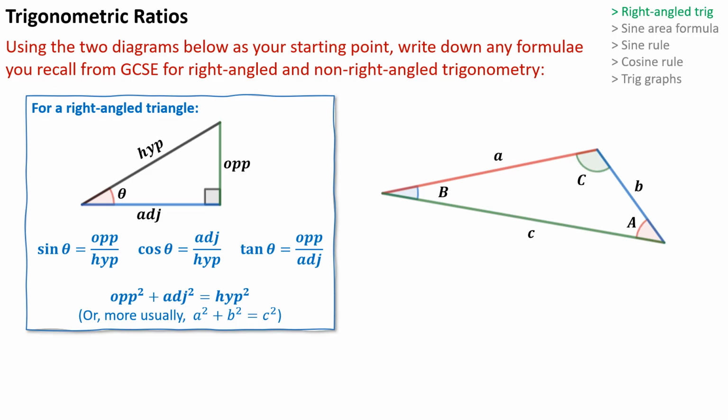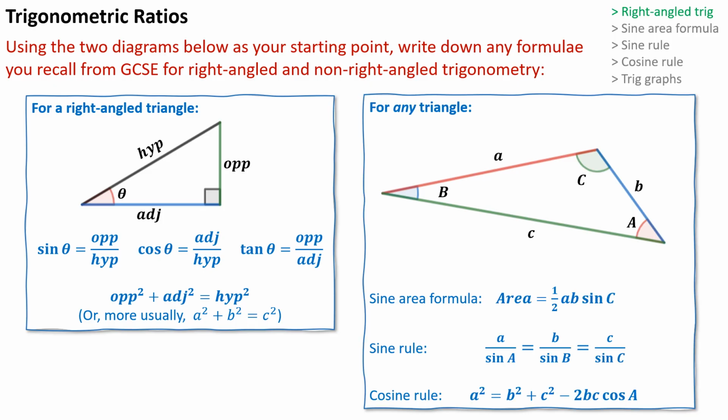For the non-right-angled triangles, we've got a bunch of different formulae. I wonder if you found all three. The sine area formula, this one's not a way of connecting the side lengths and the angles so much, but it's a way of calculating the area of a triangle, provided you know two sides and the size of the angle in between those two sides. We can call it half AB sine C, or equivalently half BC sine A, etc. Because as long as we have two sides and the angle in between, this formula will always work.